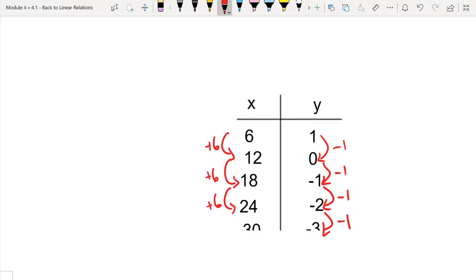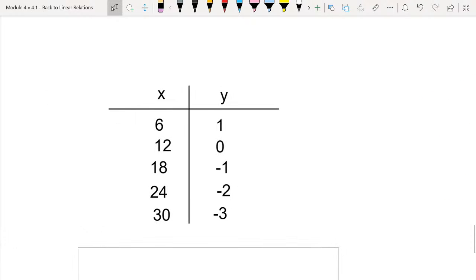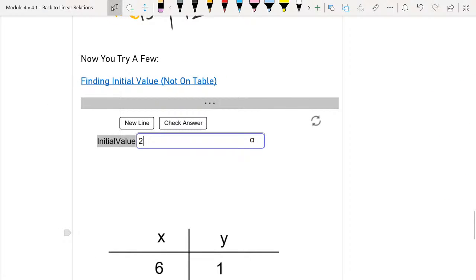So if we wanted to have 0 here, which it looks like that works nicely, because that would be up 6 again, then what number would have to go here? Because these keep getting smaller by 1. -3, -2, -1, 0, 1. This one would have to be 2. And so we'd be able to say b is equal to 2. Let's see if we got that right. We can come over here and check. Initial value is 2. Check the answer. Yeah, b is 2. We done good.